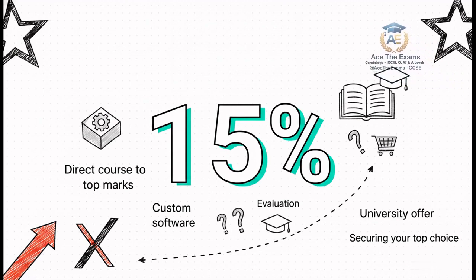Now, I know what you might be thinking. It's just software definitions. I've got this. But here is the brutal reality. 15% is literally the difference between a B and an A star. It's the difference between missing your university offer and securing your absolute top choice.